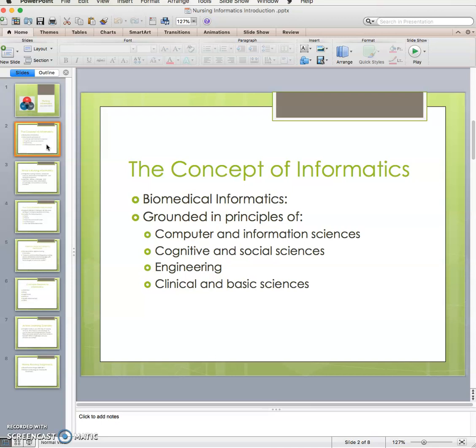Biomedical informatics is the interdisciplinary science that deals with biomedical information, its structure, acquisition, and use. Biomedical informatics is grounded in the principles of computer science, information science, cognitive science, social science, and engineering, as well as the clinical and basic sciences.